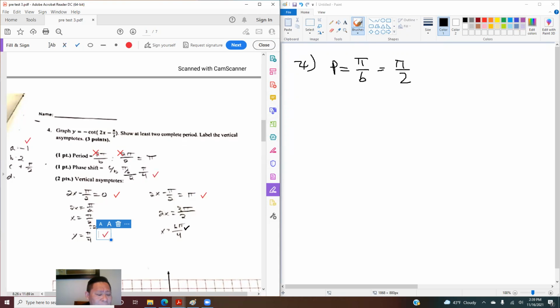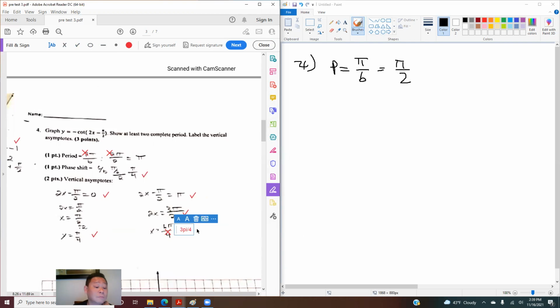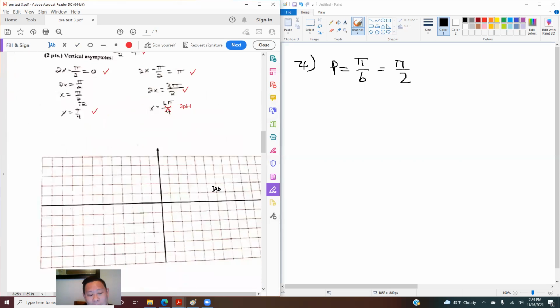Where did you get the 6 from? This looks correct, but this is a little bit wrong here. It's not 6 pi over 4. What should it be? What happens when you take 3 pi over 2 divided by 2? You get 3 pi over 4. Wow, you need to get this one right. That's like the most stupid mistake. Okay, now this one is okay.